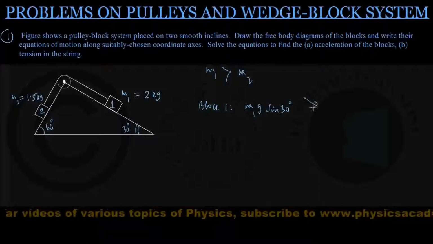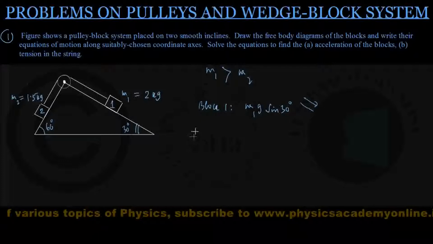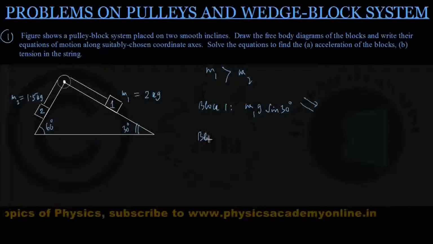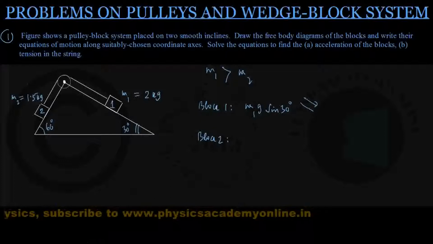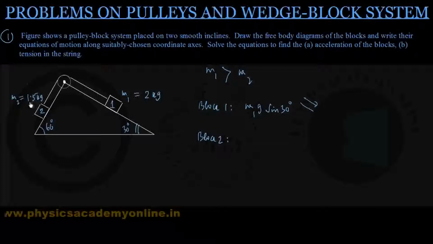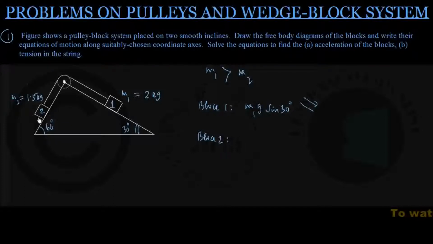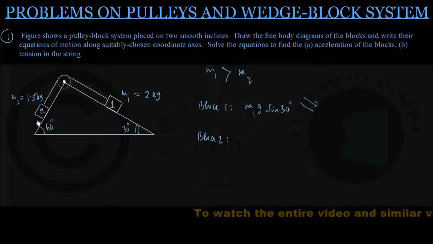That tries to drag the block down this incline. On the other hand, if I go to block 2, again you can see the block is lying on an inclined face of steeper angle, 60 degrees. So even though the mass is 1.5 kg here, again the gravity force is downward, the cosine component into the plane balances the normal force applied by the plane, while the sine component m2g sine 60 degrees is acting down the incline and trying to drag the block down this inclined face here.